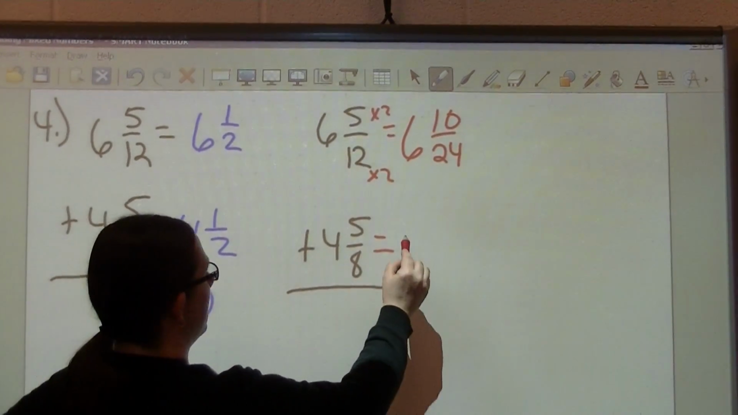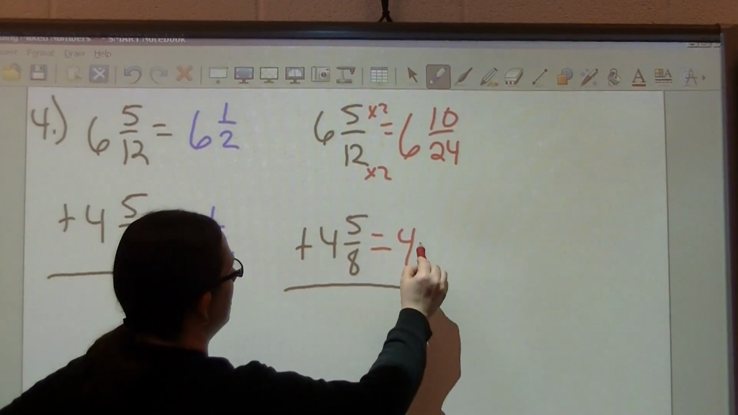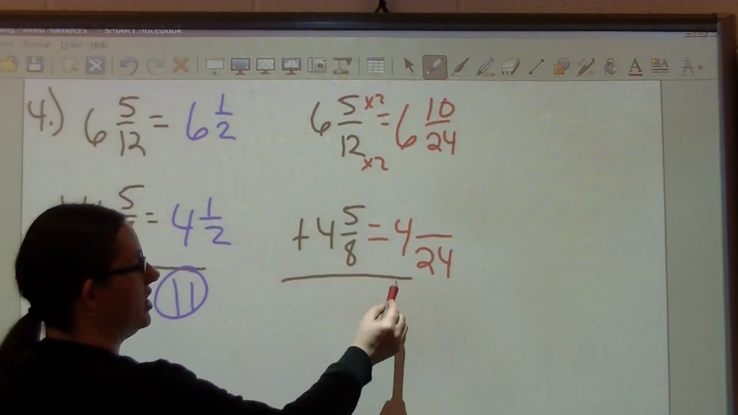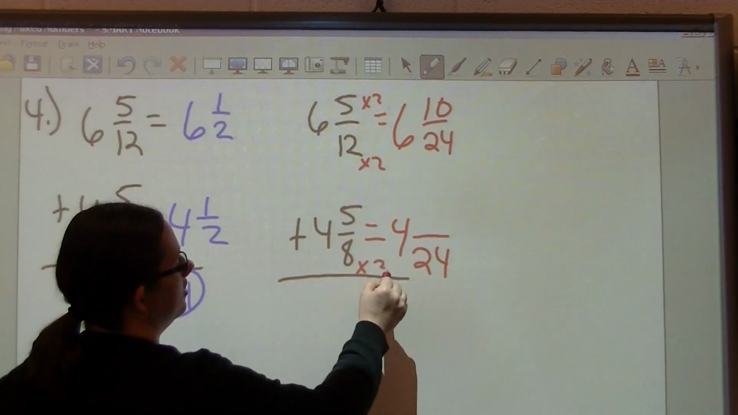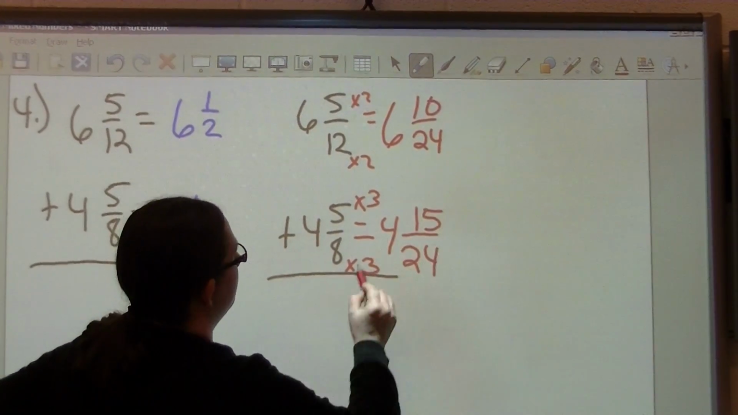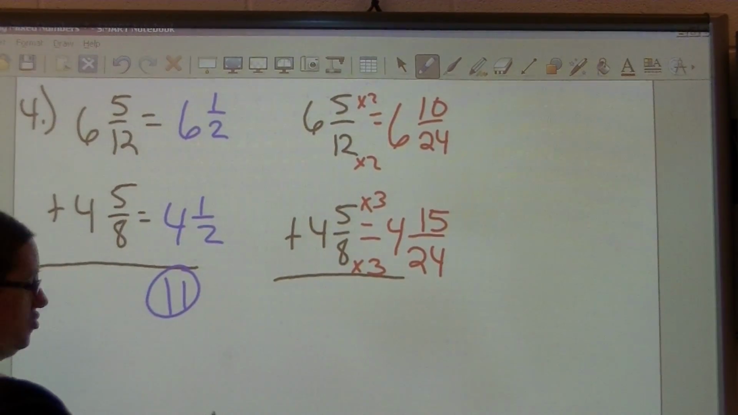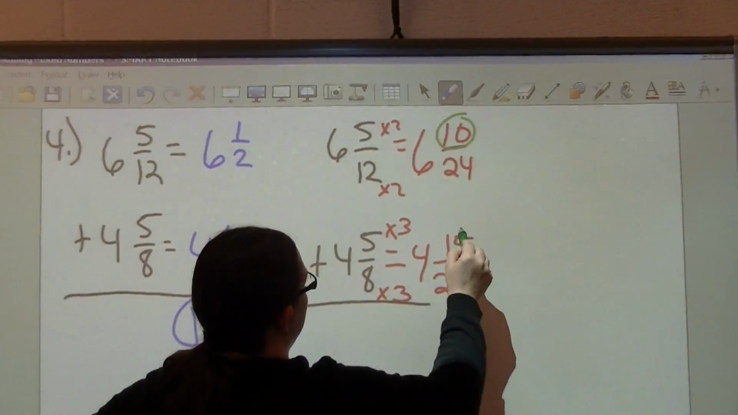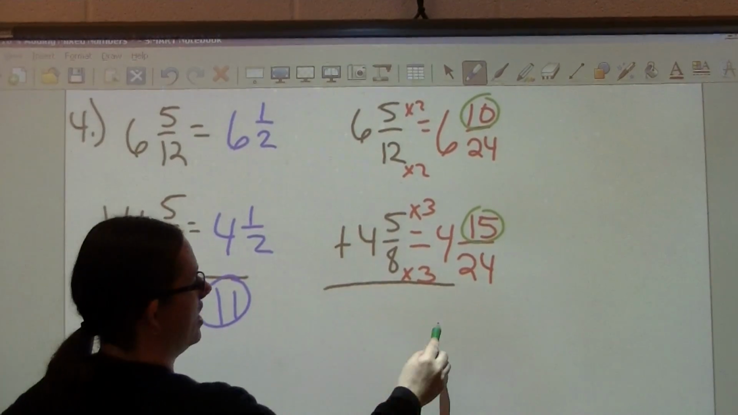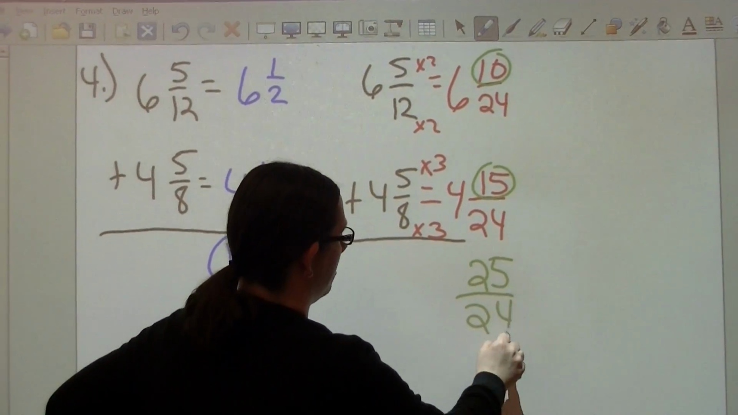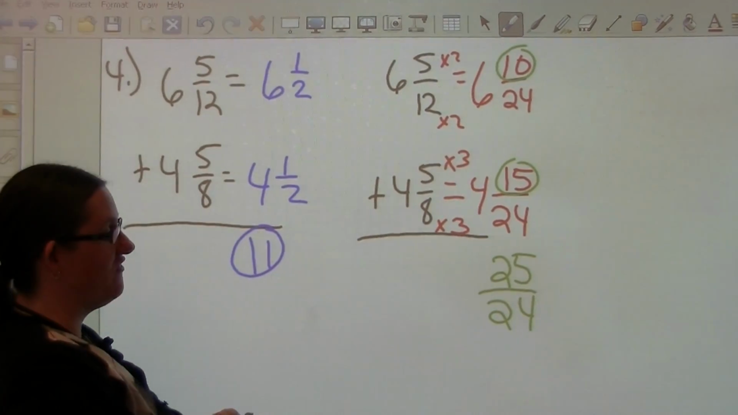Now let's do the same down here. 4 stays the same. Now we need to change our fraction using 24ths. 8 times what gives us 24? Good, 3. 5 times 3 gives us what? 15. Okay, now we need to do what? Add our numerators. 10 plus 15 gives me what? 25 over 24. What kind of fraction is that, fifth grade?